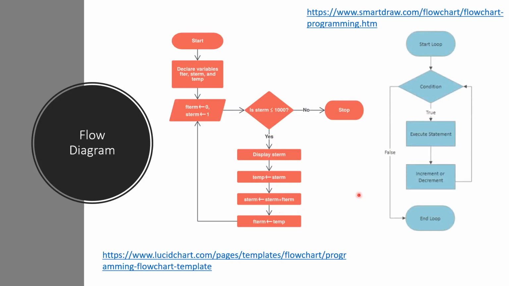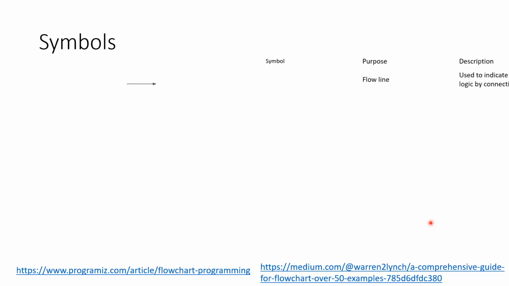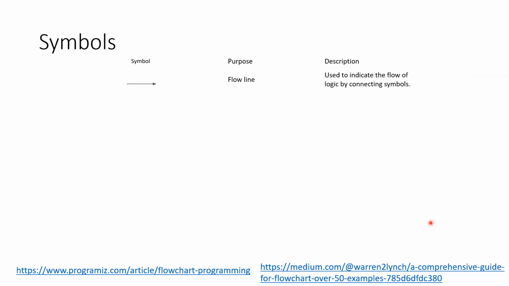Here we have a second one, which is a loop, start loop. There is a condition, then if the condition is true, execute this statement, increment, and then keep in the loop until the condition is false and you finish with the end loop.